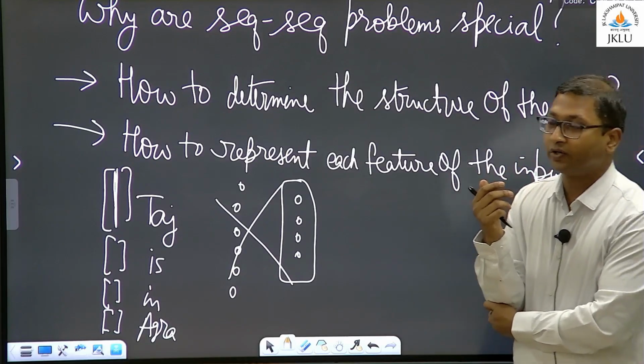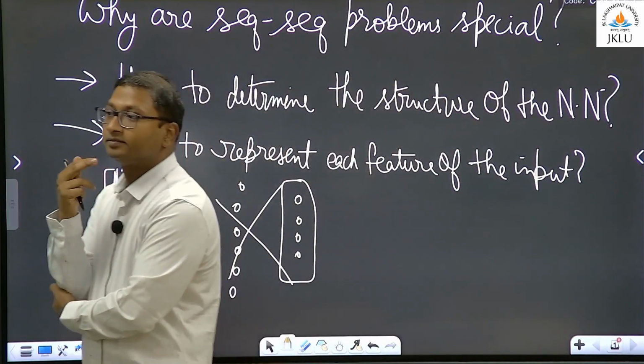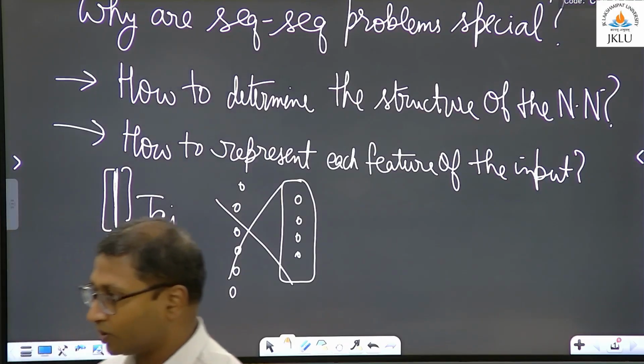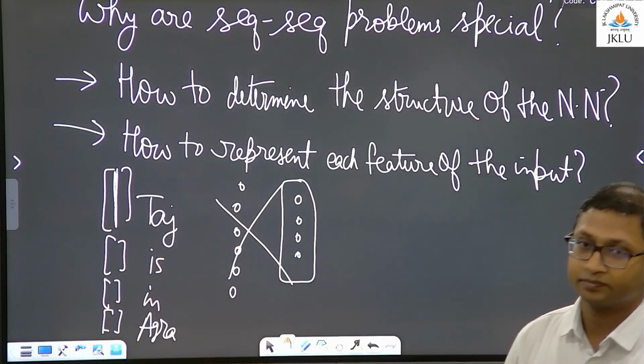Excellent. And how will you do that? So you want to represent this whole sentence as just one scalar. That's what one neuron means. How will you do that?